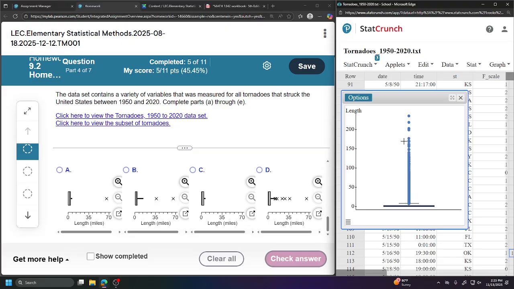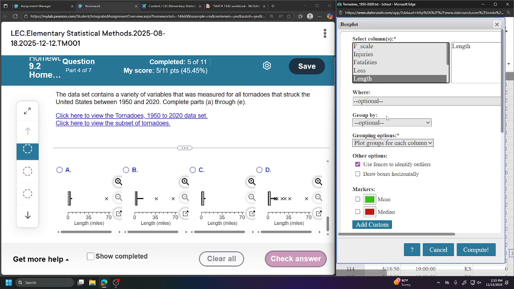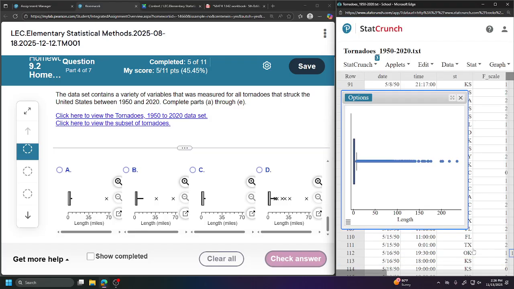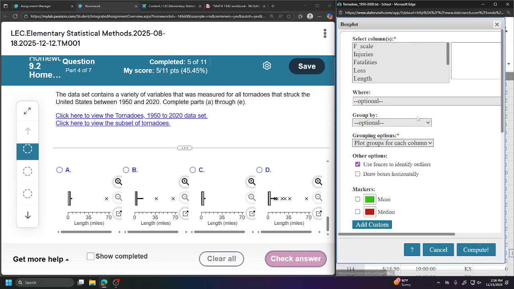And that looks kind of funky. Honestly, I don't really like it. But it is telling something. Let me see if I can make this a little bit better here. Right here, draw boxes horizontally. Okay. I did graph, box plot, and then I did the length, and then I chose draw it horizontally.